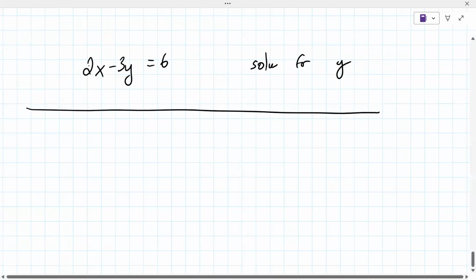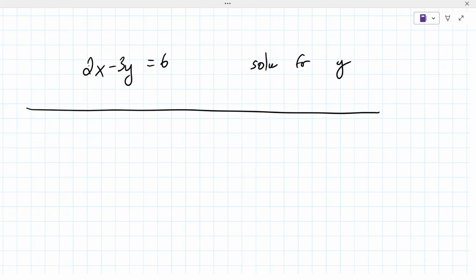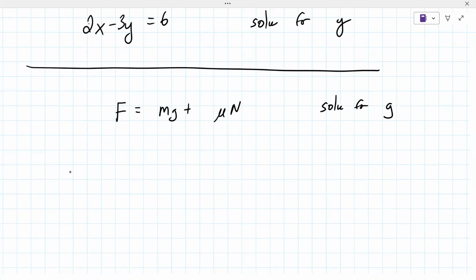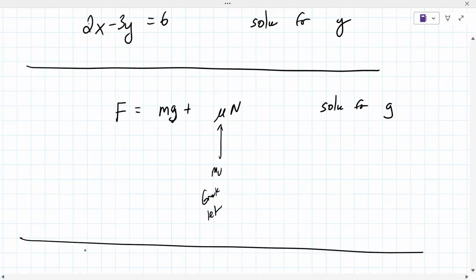But there are other equations that you might be asked to solve. Like what if I put something like this in front of you? F equals mg plus mu n, and I asked you to solve for g. Would you know how to do something like that? Yeah, I guess. Is that N? Mu, this is a Greek letter. Okay, that's fine. You don't need to do this. I just wanted to gauge your familiarity with that before I put the problem in front of you.